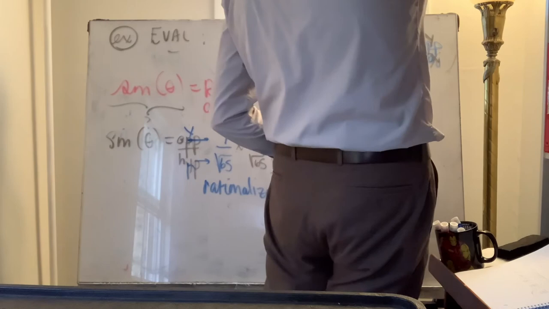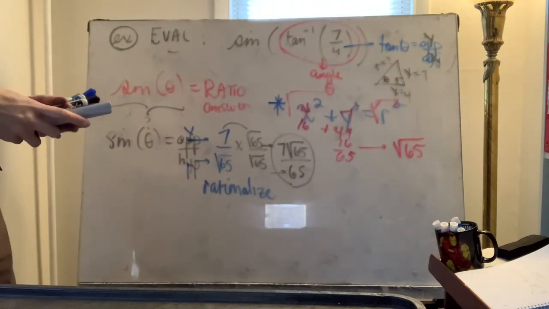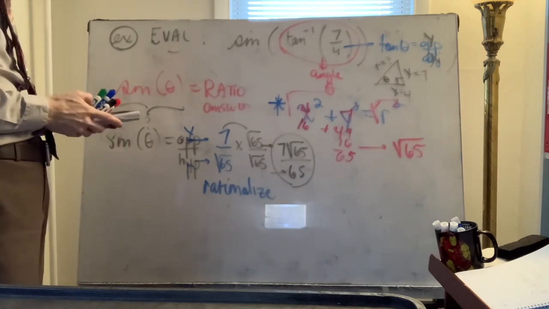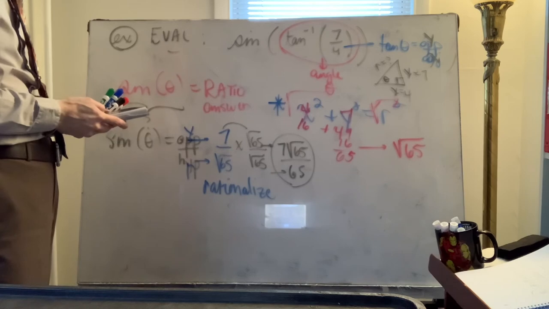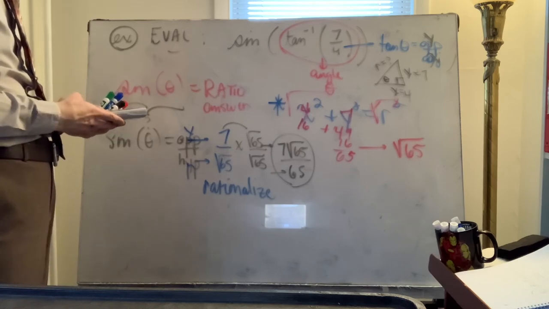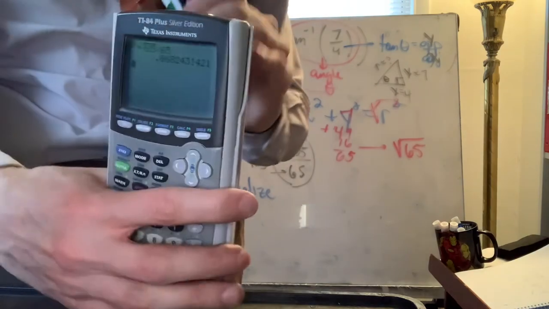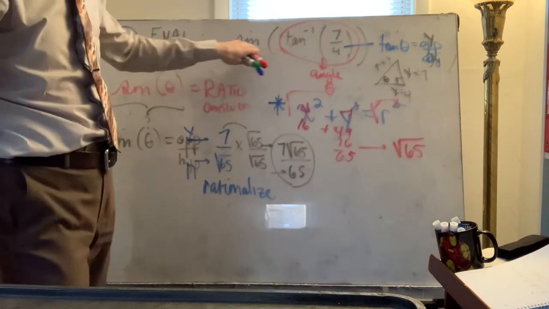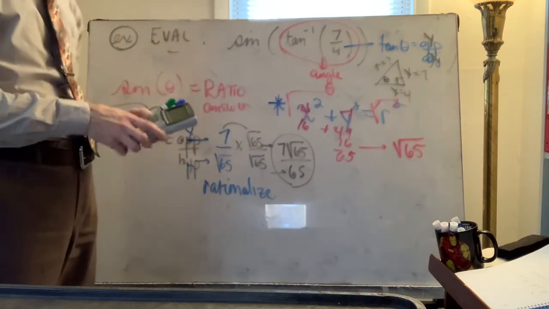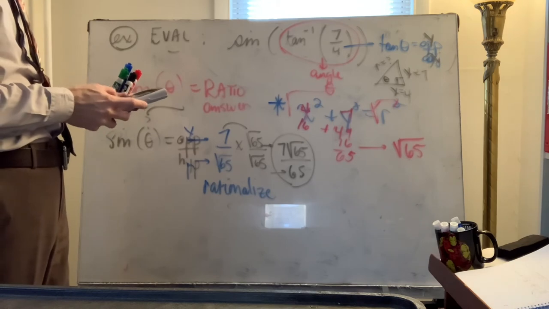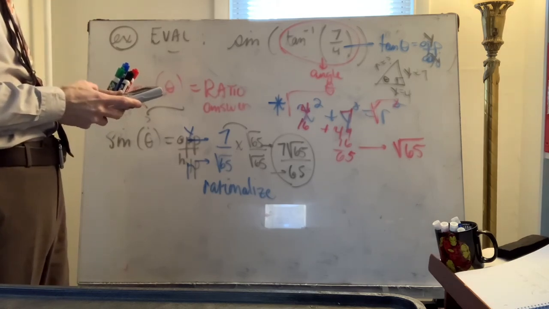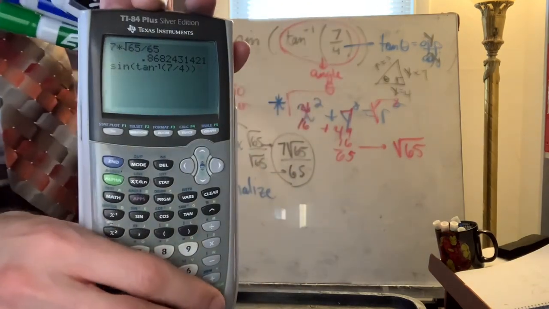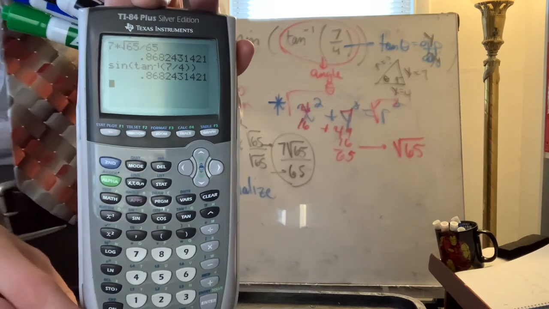Right. Here's proof. All right. 7 times the square root of 65 divided by 65 would produce this decimal, 0.868, whatever it is. All right. So if we now wanted to verify, you enter sine of the inverse tangent of the ratio of 7 over 4. Right, and you should get the same decimal, so let's see. There you have it, same decimal. Okay.